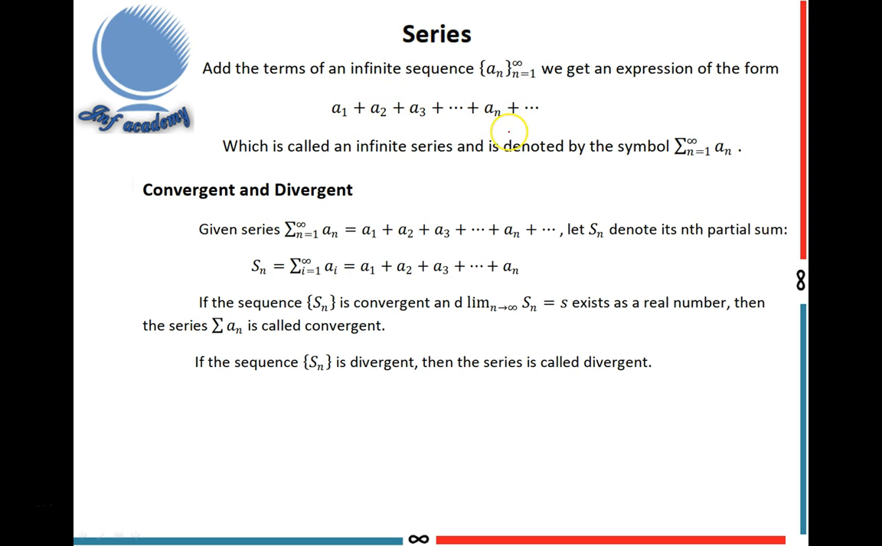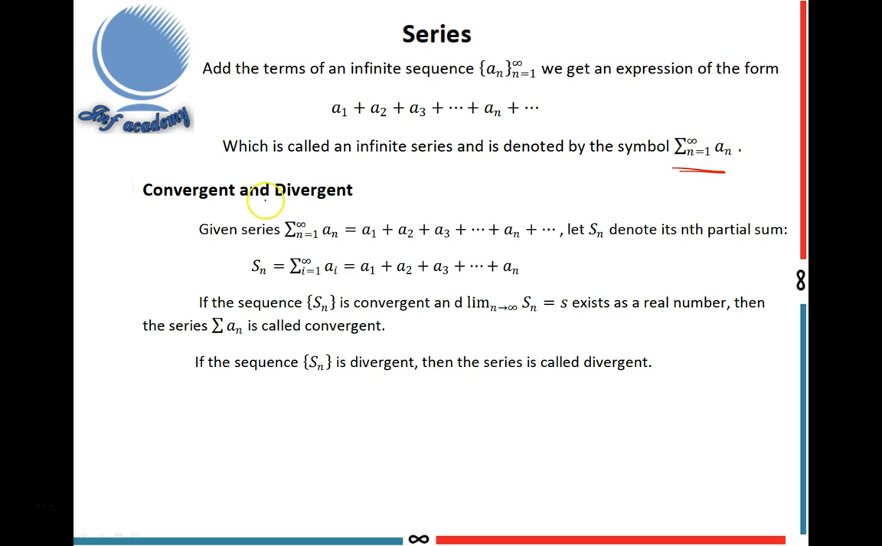a1 plus a2 plus etc., which is called an infinite series and is denoted by the simple sigma n equal to 1 to infinity an. This is the definition of series. That means if we try to add the terms of an infinite sequence, we get an expression. That expression is called an infinite series. It is denoted by sigma n equal to 1 to infinity an.